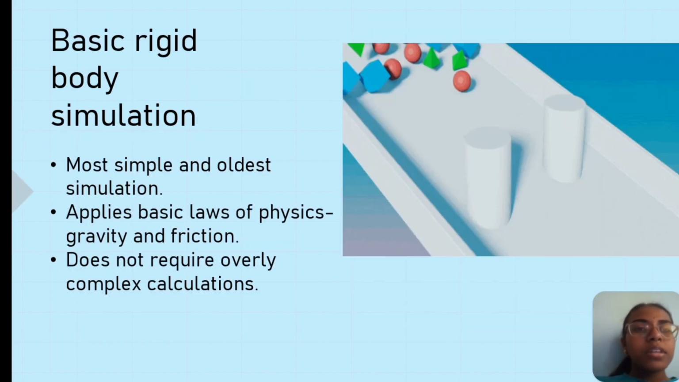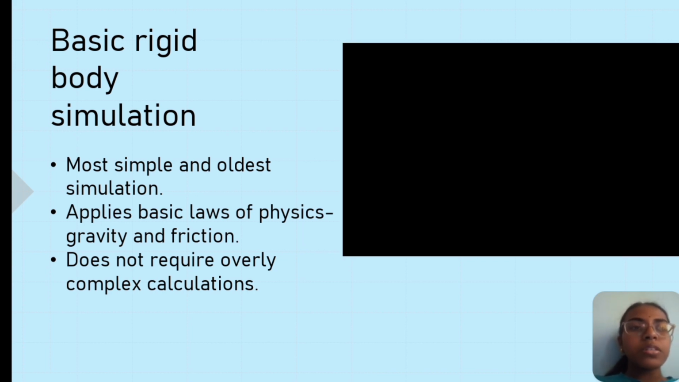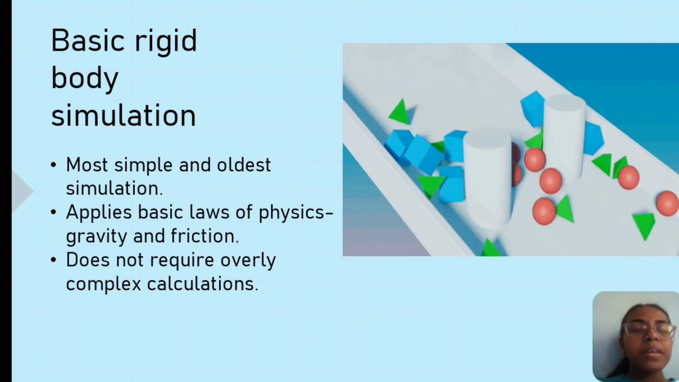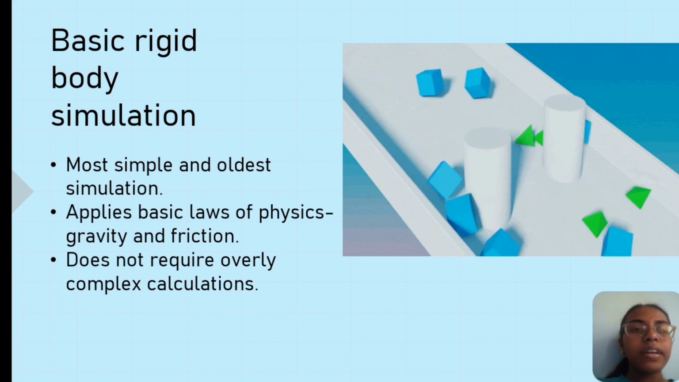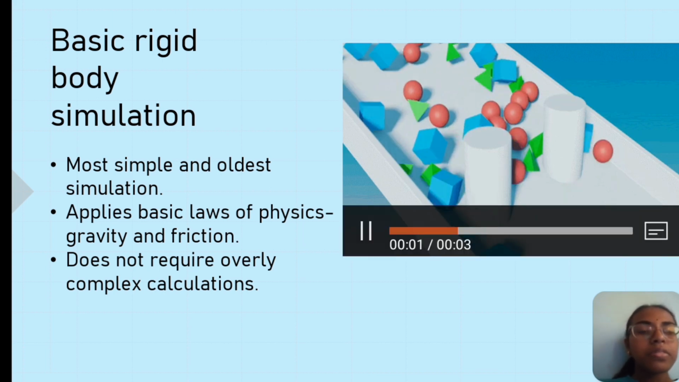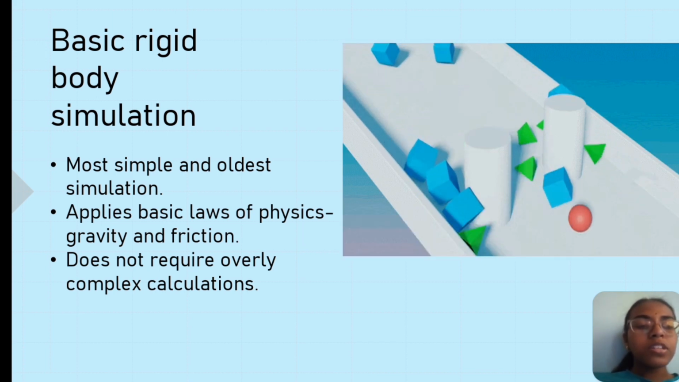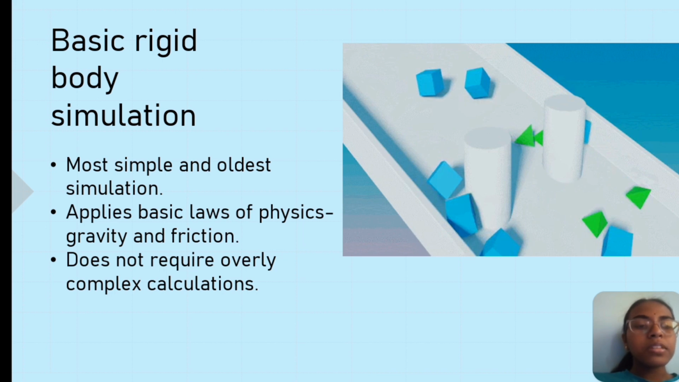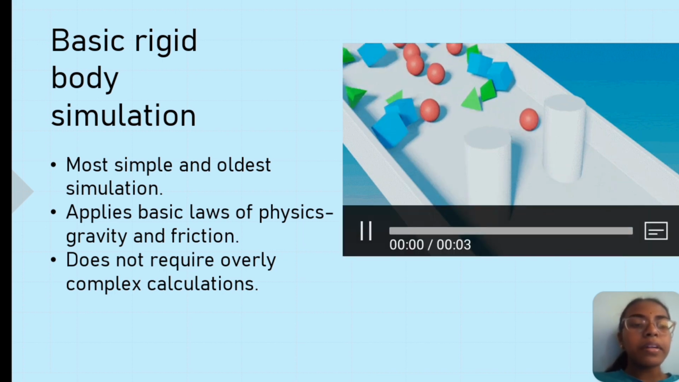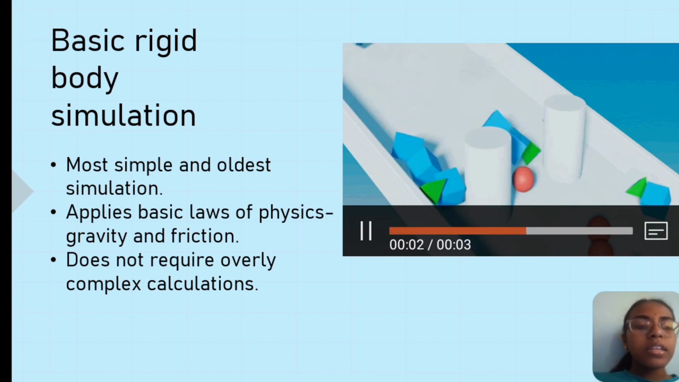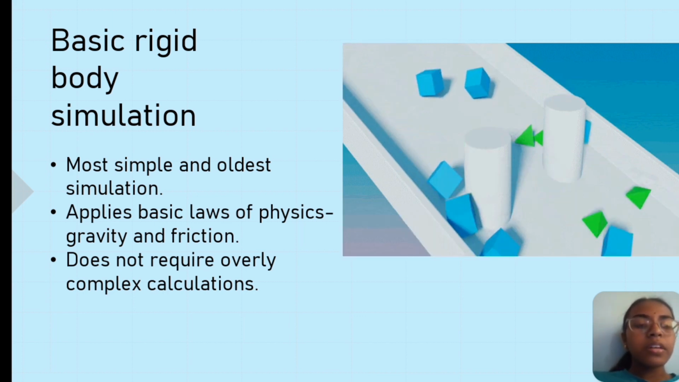Basic rigid body simulation. It is the simplest and oldest simulation. It applies basic laws of physics such as gravity and friction. It does not require overly complex calculations. Here we have basic geometric shapes to which some basic laws of physics, primarily gravity and friction, are applied. Scenes like these were first introduced in pre-rendered works like commercials, movies, and TV shows.